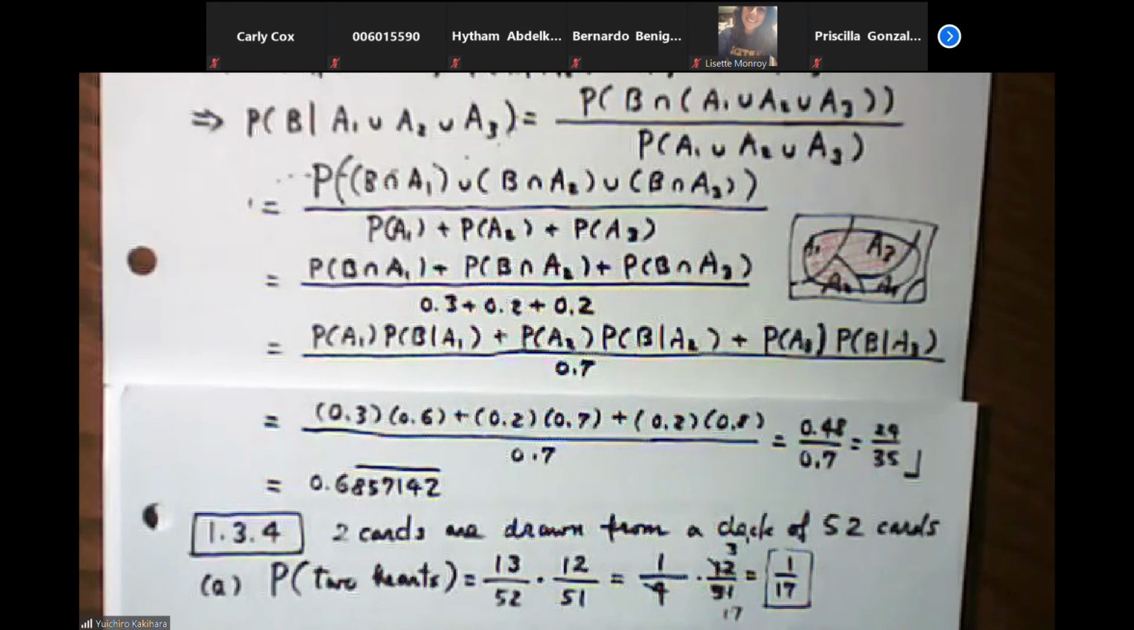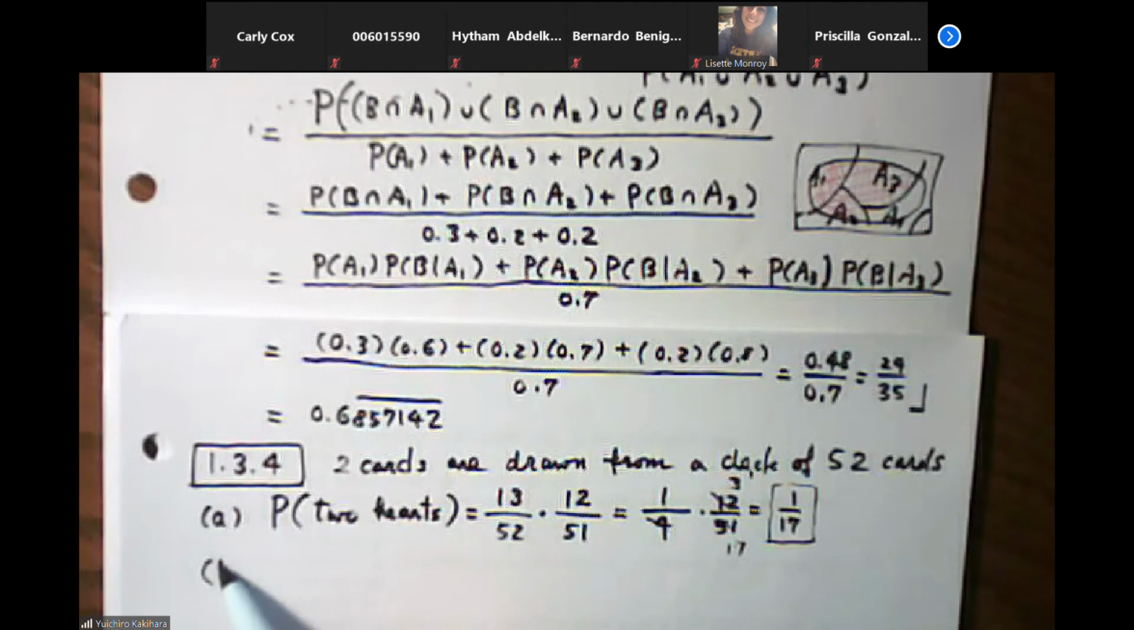Two hearts are drawn. The first one is a heart, and the second one is also a heart. So the probability that the first one is a heart is 13 over 52. One heart is drawn already, so there are 51 cards left and 12 hearts left, so 12 over 51.